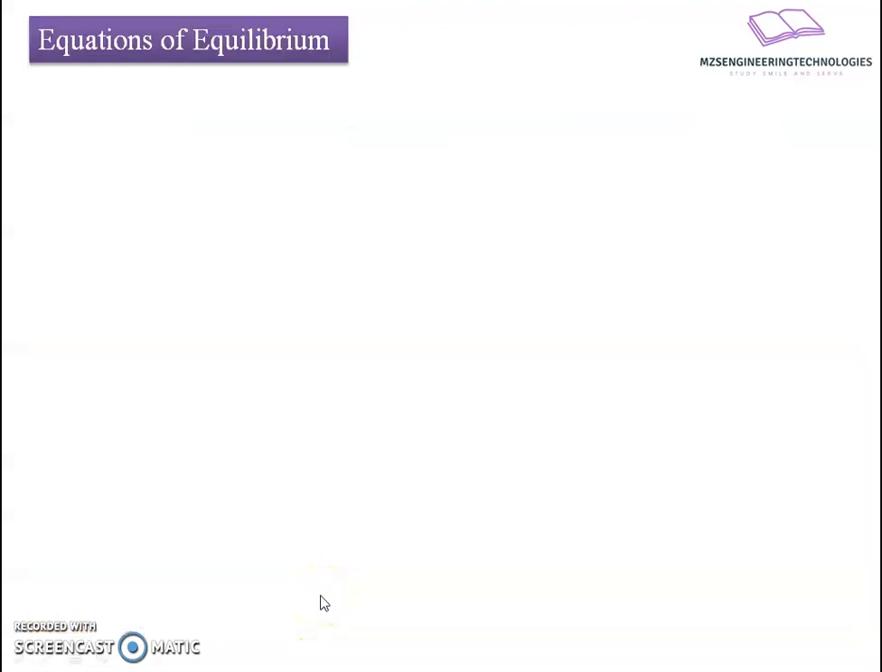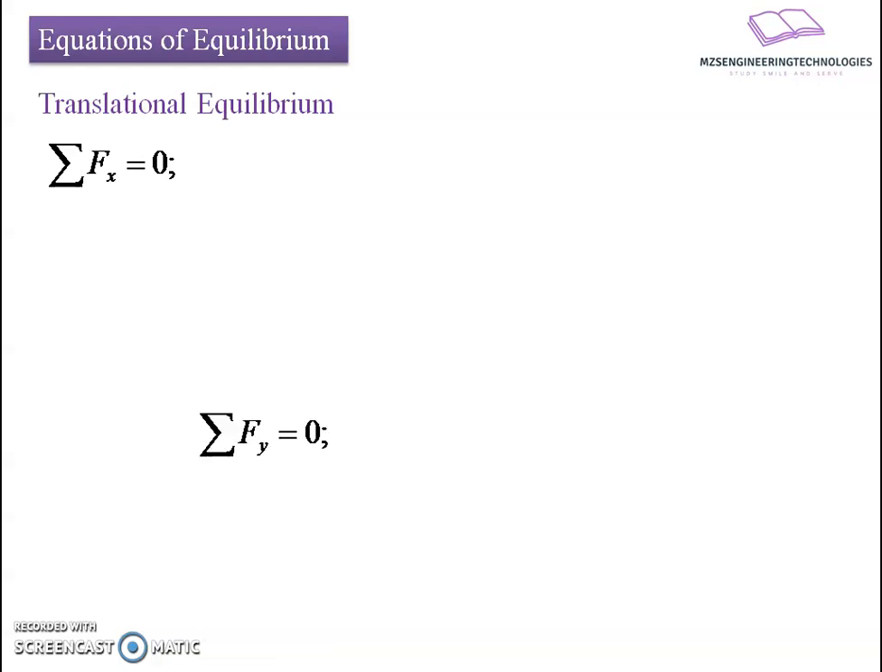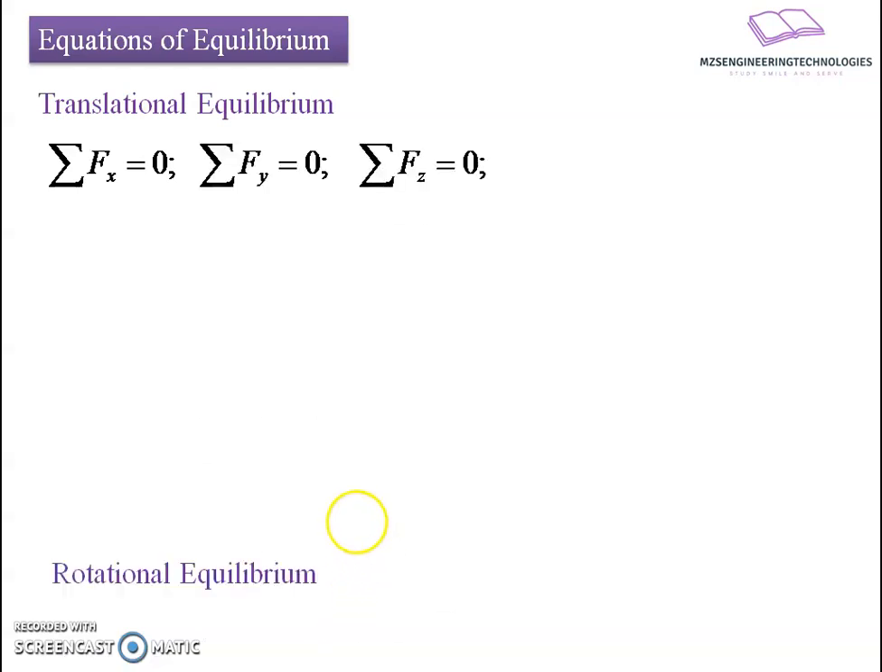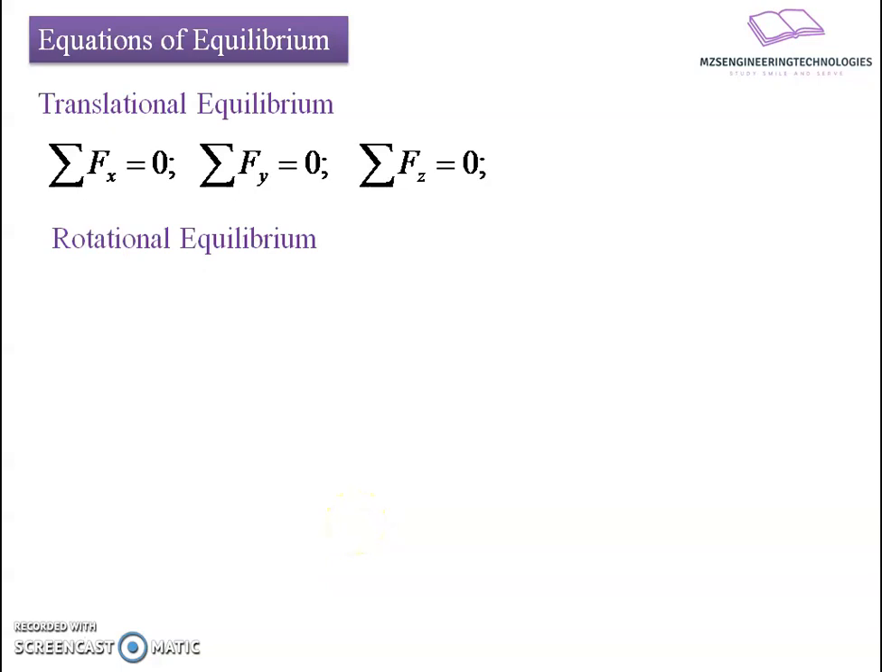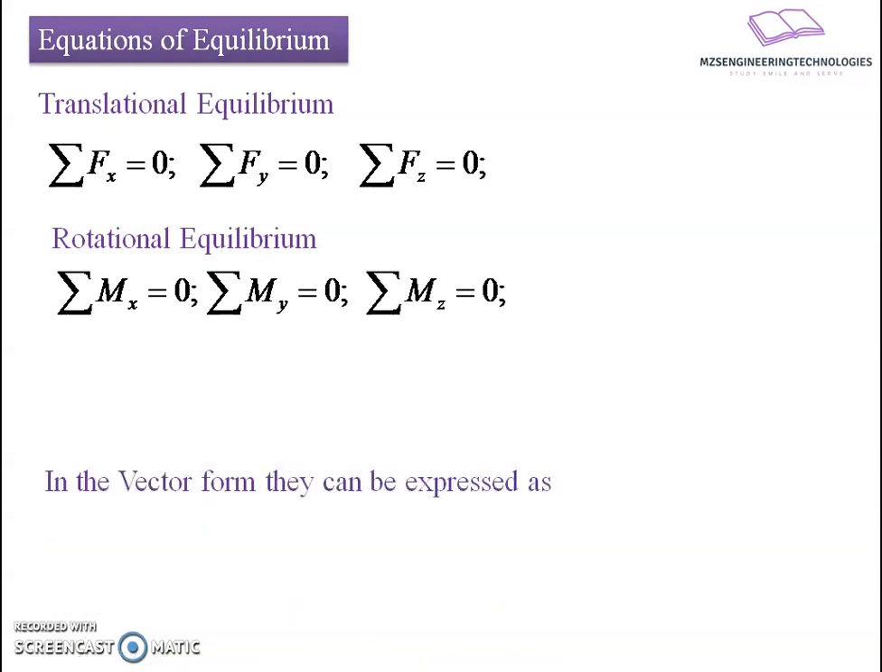Let us go towards the equilibrium conditions. We know that there are translation equilibrium conditions like summation of Fx equals 0, summation of Fy equals 0, and summation of Fz equals 0. Similarly, we have rotational equilibrium equations available here. In case of 3D, we will have summation of moment in x direction equals 0, summation of moment in y direction equals 0, and summation of moment in z direction equals 0.